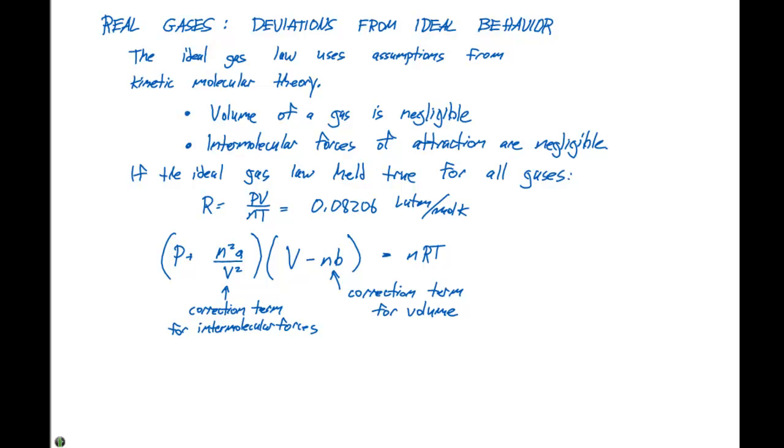And if a and b are zero, then the ideal gas law would be obeyed. So if a equals 0 and b equals 0, this equation simplifies to PV equals nRT. So if you have a large value of a and a large value of b, we're going to deviate from ideal behavior. If you look in your textbook on page 412, which is table 10.3, that lists all the a and the b constants for common gases.